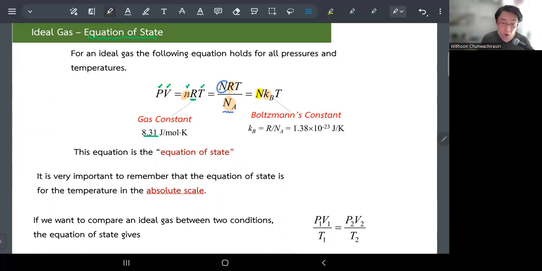If you use the number of moles, the small n, you pair it with the gas constant R. However, if you want to use the capital N, the number of molecules or the number of particles or number of atoms, then you just have to pair it with the Boltzmann constant. But the structures are exactly the same. On the right hand side, you have temperature. Right there. So make sure that the temperature is being used under the absolute scale.